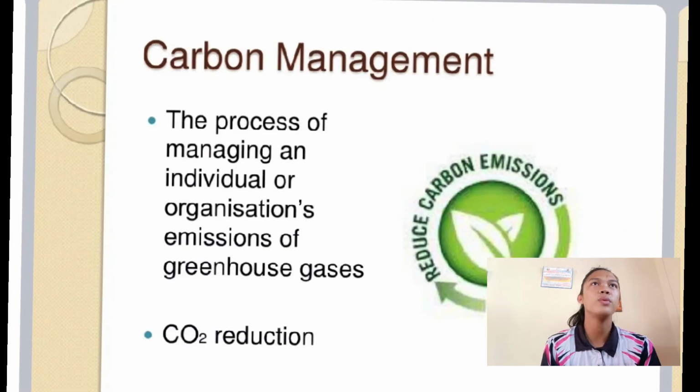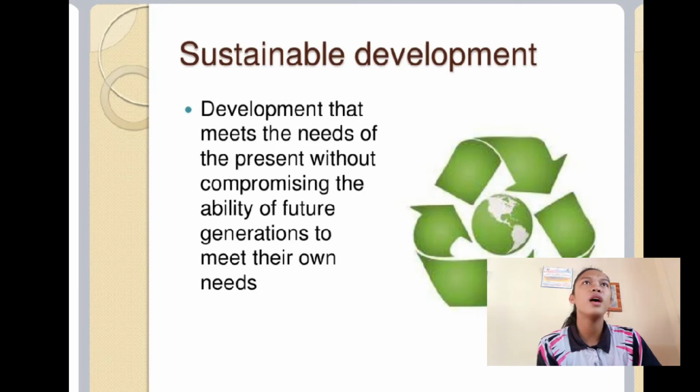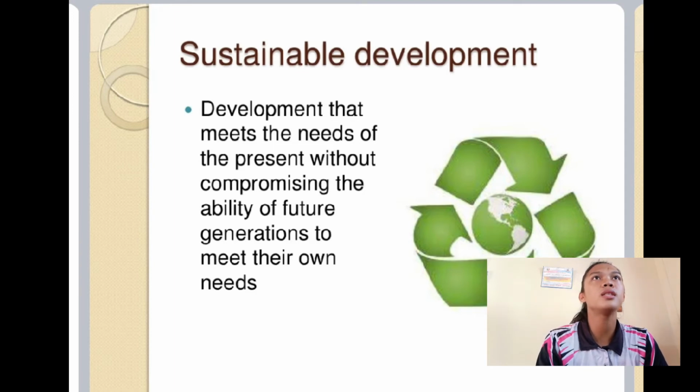The next one, we have our carbon management. It is the process of managing an individual or organization's emissions of greenhouse gases, or the CO2 reduction. Next, our sustainable development. Development that meets the needs of the present without compromising the ability of future generations to meet their needs.